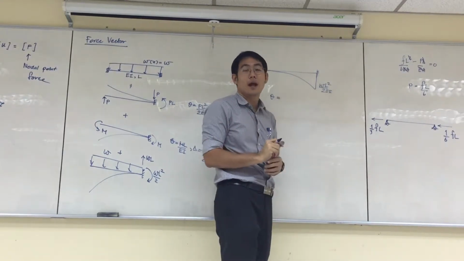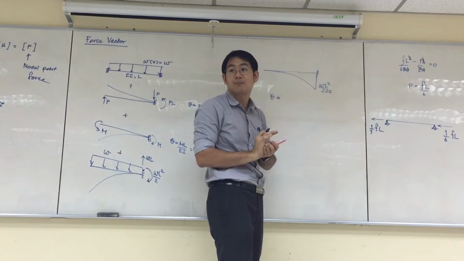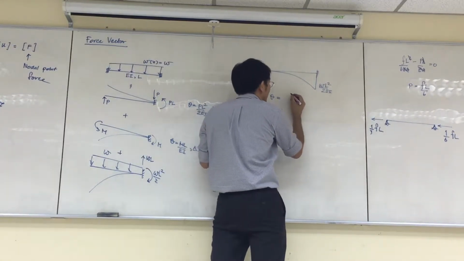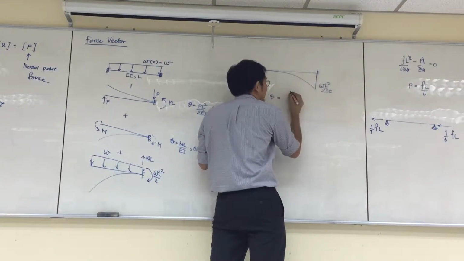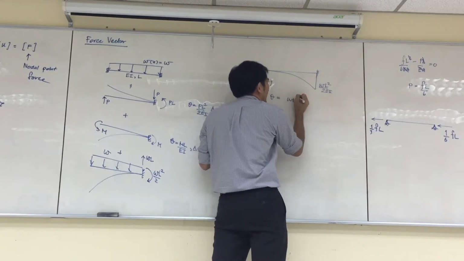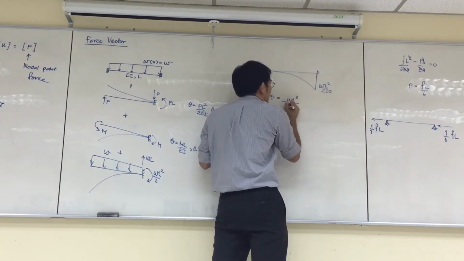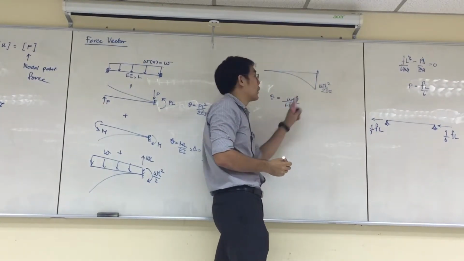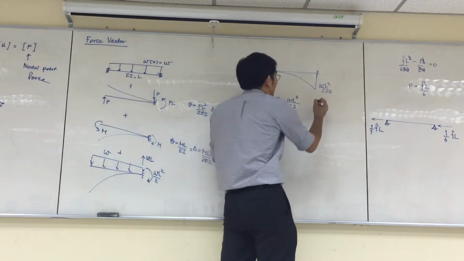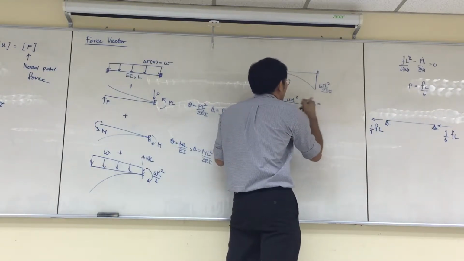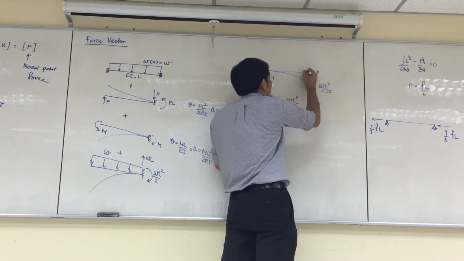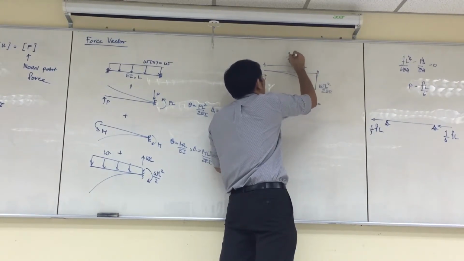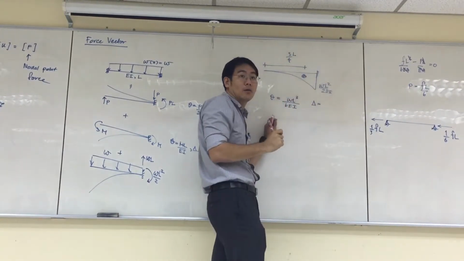What is the area of this one? 1/3, right? 1/3 of this one. So it turns out to be WL cubed over 6EI. 1/3 of this one times L. And then the delta equals this area times this centroid, which locates at 3/4 of L.